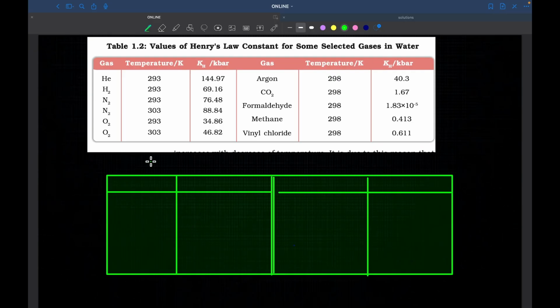Right. So first, the highest solubility is formaldehyde, right? So the formaldehyde structure is like HCHO. HCHO is the formaldehyde, which tops the list, it will be the highest.